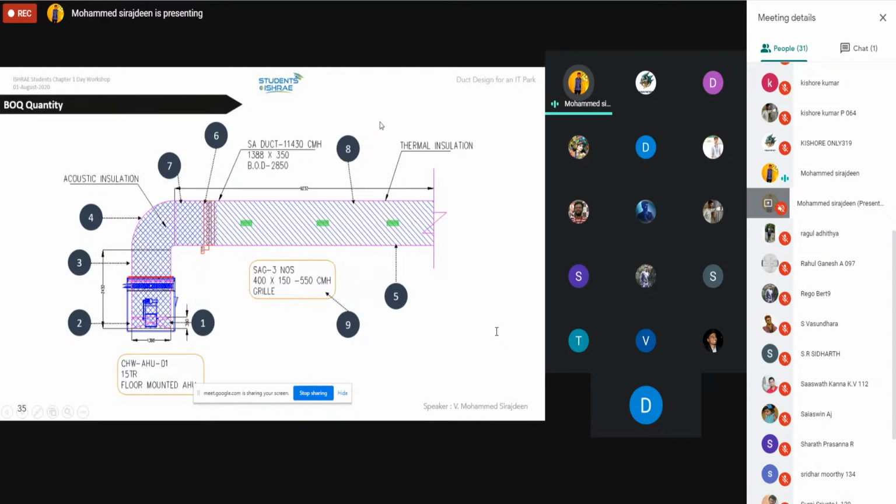We need to take this quantity and develop a BOQ, that is bill of quantity. Then we have to float the tender. As a consultant or as a contractor, you have to take a quantity, then only you can procure the material from the duct manufacturers or air terminal manufacturers, everything. We cannot simply develop a drawing and say my part is over. That is not it. You have to design a duct in all aspects, and you have to take a quantity in such a way that everything is covered.